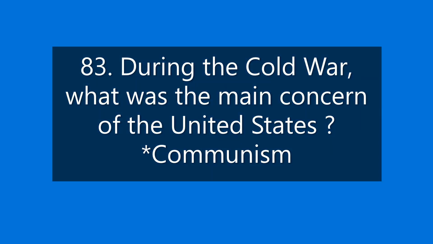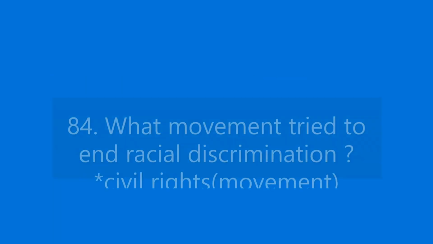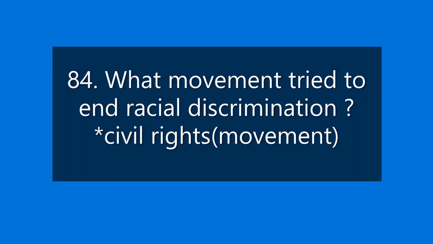Question number 83. During the Cold War, what was the main concern of the United States? The answer: Communism was the main concern of the United States during the Cold War. Number 84. What movement tried to end racial discrimination? The answer: it was the Civil Rights Movement.